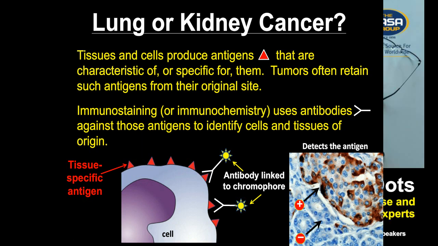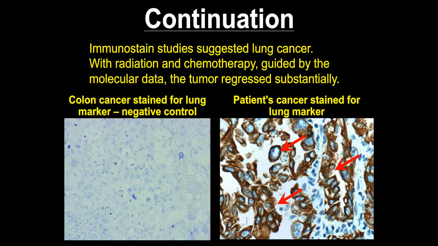So the immunostain studies that were done on this man's lymph node suggested he had lung cancer. They were positive for lung antigens. They also did a molecular analysis that I won't talk about until the very end here. And with radiation and chemo and targeted chemotherapy that were guided by the molecular data that were available, the tumor regressed substantially. And what I've shown you on the bottom frames is control studies.